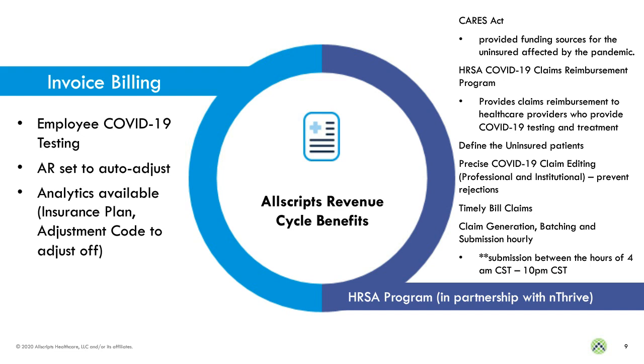You can also timely bill claims, as timely filing is limited to 30 days from the service date and 1 year to file per Medicare standards. Also, hourly, you can batch claims for HRSA insurance plans and submit for reimbursement. And since uninsured payments that qualify for the HRSA program cannot be balance billed, you can utilize functionality available with our Sunrise Financial Manager to automatically adjust off self-pay balances.